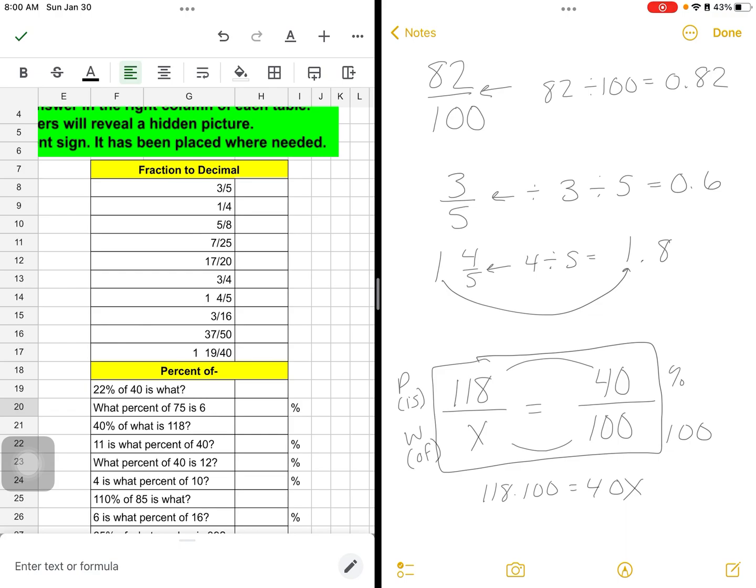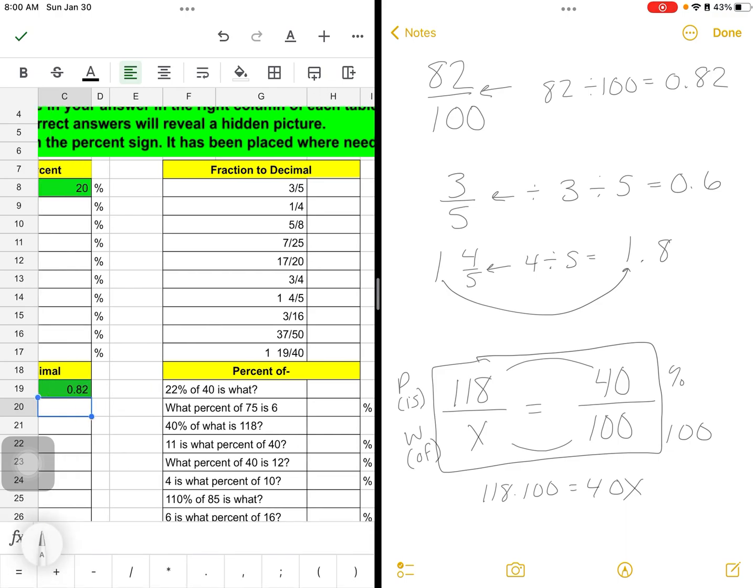So if you use these labels on the side here, they can really help you be able to kind of know where to place the numbers. So always the percent on top, 100 will always be on the bottom. And then this is your part, usually accompanied by the word is, and this is your whole, which is usually accompanied by the word of.